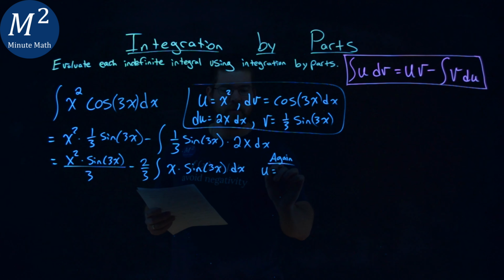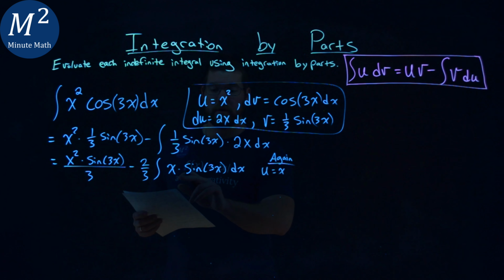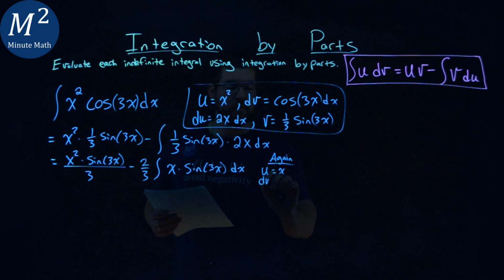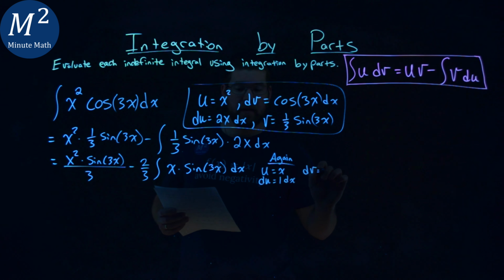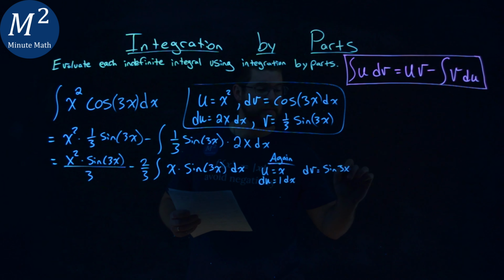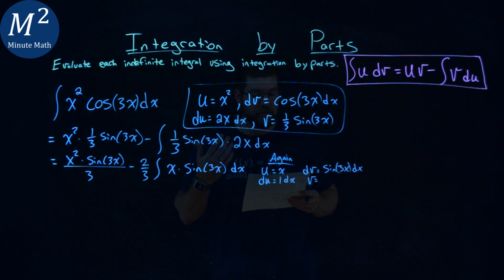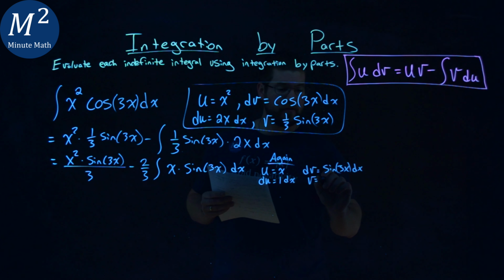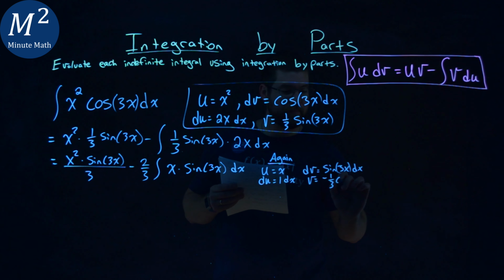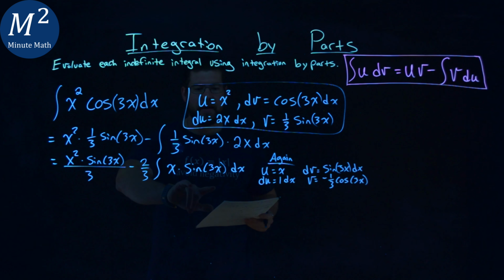So let's set our u value here to be an x, the first one, and that makes our du equal to 1 dx, pretty good. Our dv value is the sine of 3x dx. And that makes our v value, well, the integral of sine of 3x is a negative 1/3 cosine of 3x. Okay? Apply that again here.